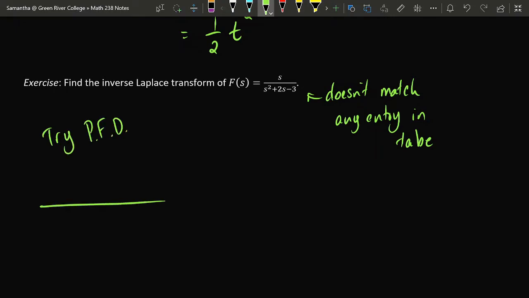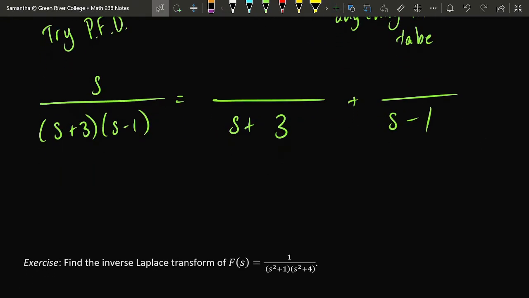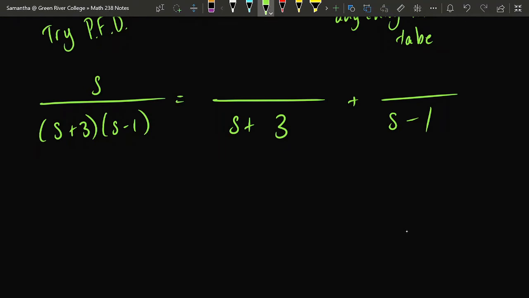I'm going to take my rational expression, I'm going to factor it, and then I'm going to try and split it up as a sum of 2 simpler fractions. So I'm going to go ahead and use the Heaviside cover-up method, which says that for s plus 3, which zeroes out at s equals minus 3, cover up the factor corresponding to s plus 3, and plug s equals negative 3 into the result on the left side. So that looks like negative 3 divided by negative 4, which is 3/4.